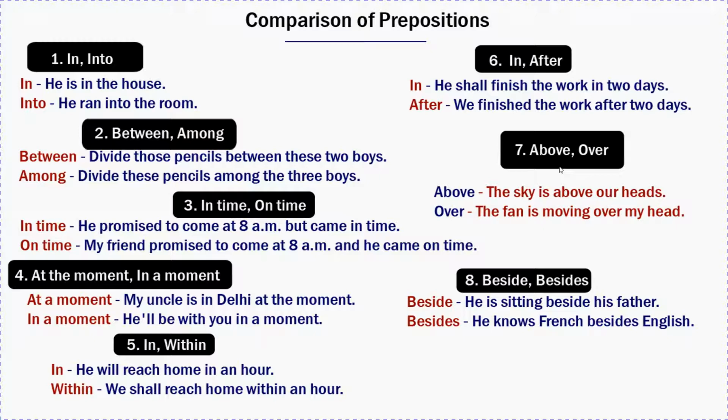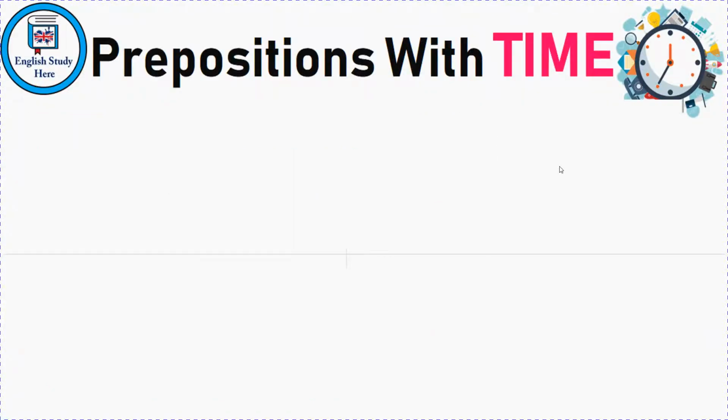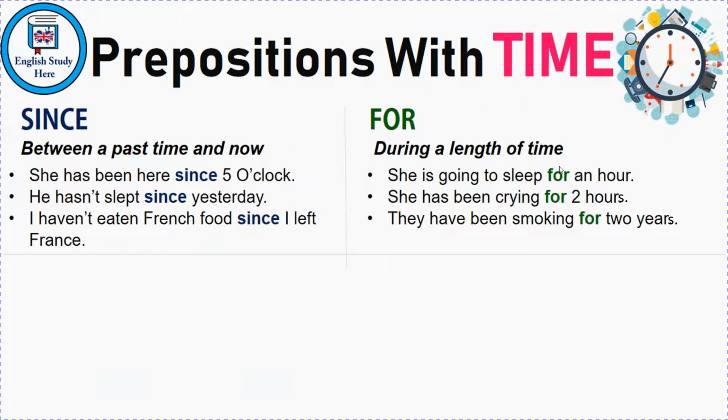Besides. The example is he knows French besides English. Means in addition to. He knows, it is written he knows French besides English. Means he knows English and in addition he knows French also. Next is prepositions with time. Since and for. Children, since means a point of time and for means a period of time.